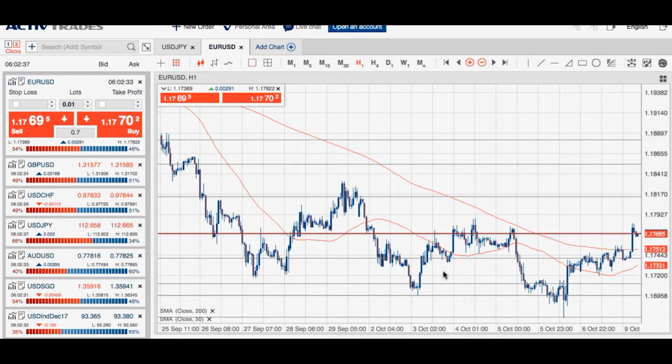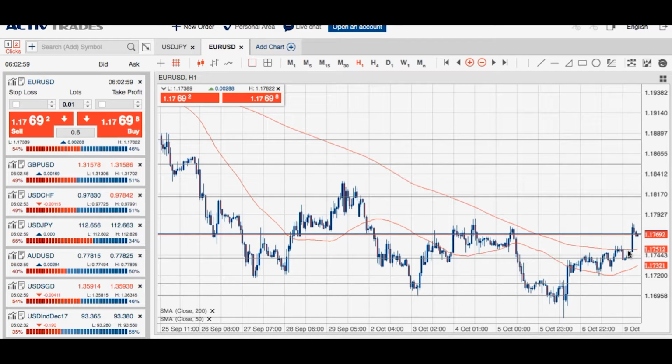unable to find traction underneath that key 117 level, and we subsequently closed the week above that level. We found some buying interest as we started the new week. The US dollar started to retreat, and we've also seen Catalonian fears subside. We're currently trading around the 117.70 level, and the weekly pivot point is calculated around the 117.40 region.